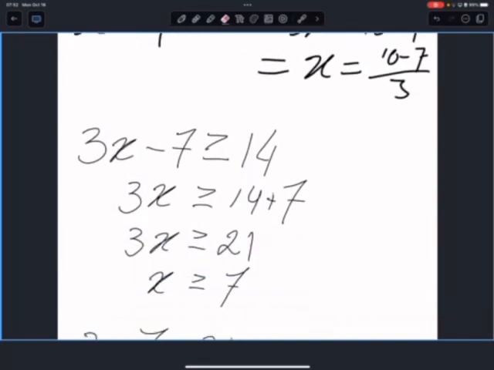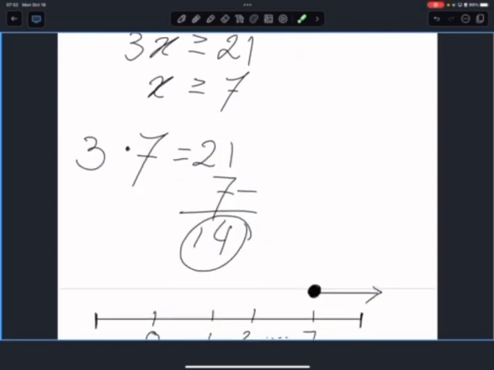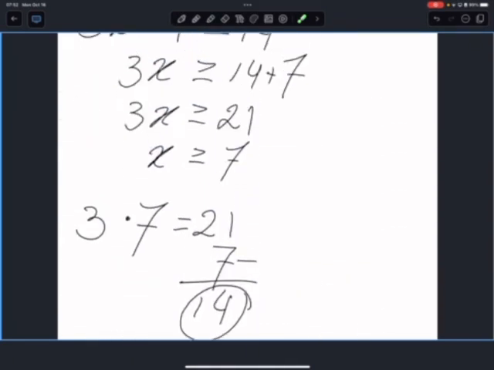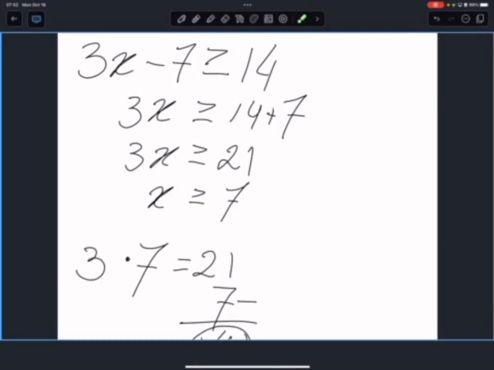I have the same thing. There's no difference between these two. There's no difference.